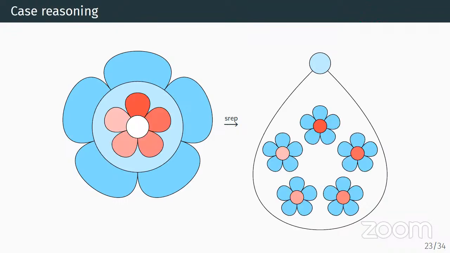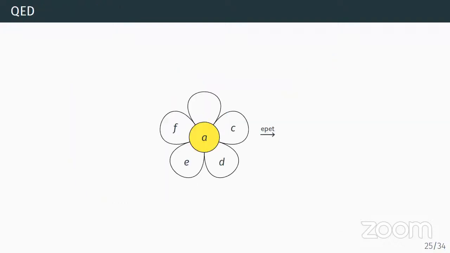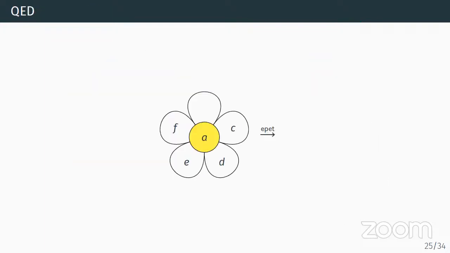And a special case where there are no petals at all collapses to the ex falso quodlibet principle. So this pistil with no petals represents absurdity or falsehood. And if you assume an absurdity, then you just get this flower with an empty petal, which is trivially true. And last rule, if you have a flower with an empty petal, which is what I just explained, then it is trivially true, you can erase it.